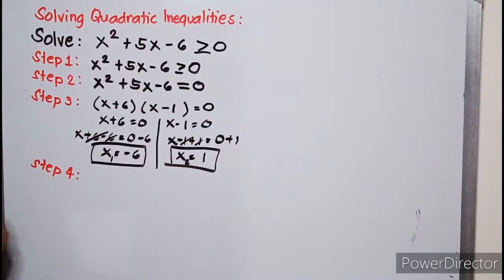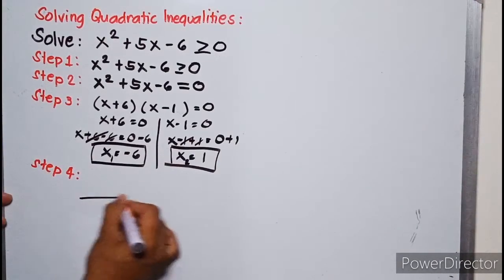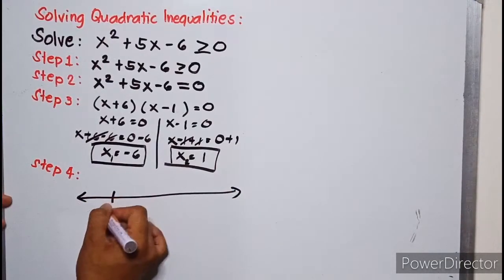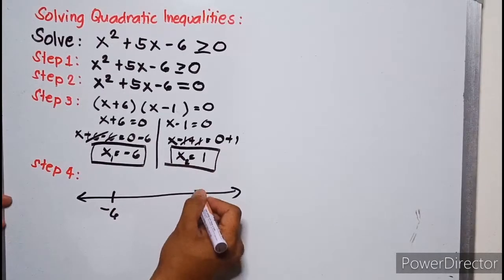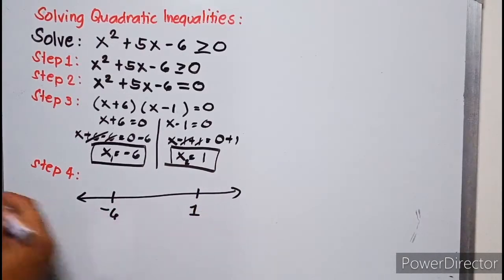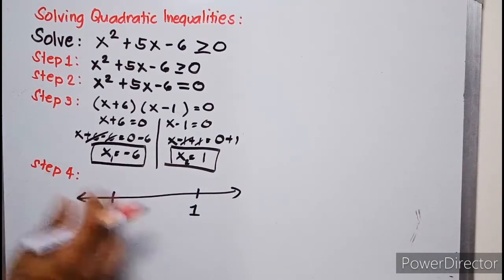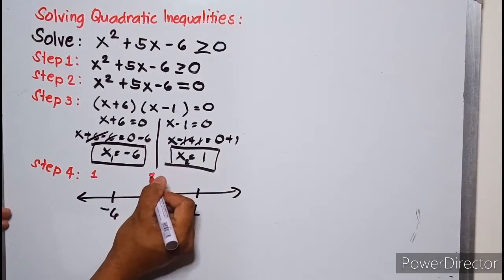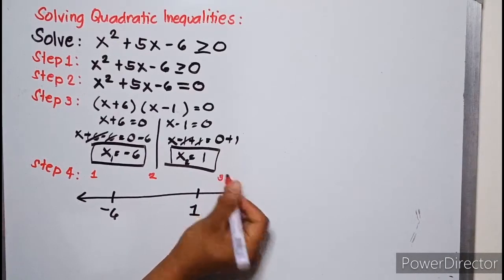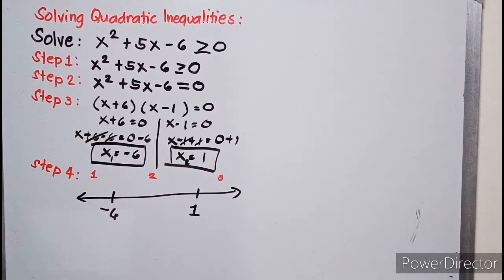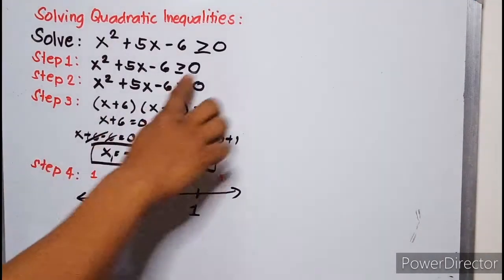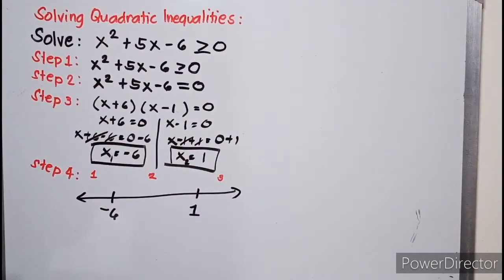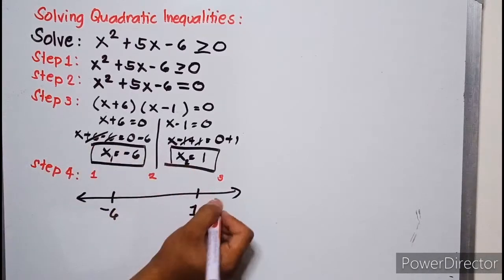We are going to plot the solution on our number line. So our solution is negative 6 and positive 1. As you can see, we divided the number line into 3 parts: 1, 2, 3. Now, since our inequality is greater than or equal to 0, negative 6 and 1 are part of our solution.